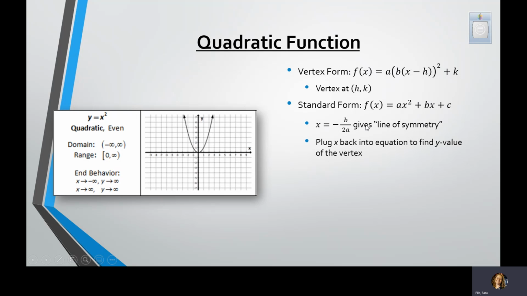Negative b divided by 2a. You would use the b and a values there, and that's going to give you the x value of the vertex. And then you plug that back in for x in both places where x is, and you solve and see what the y value is. And then you have your vertex. So vertex form is nice because you can just see the vertex. Standard form, you have to do a little bit of work to get the vertex.